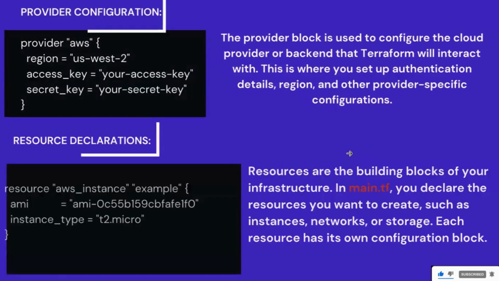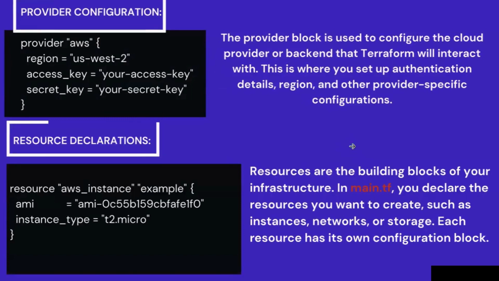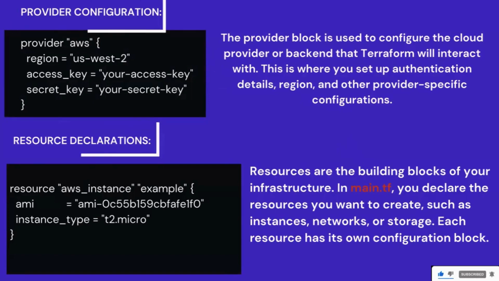Okay. So let's talk a little bit about the provider configuration. What is the provider? The provider block is used to configure the cloud provider or backend that Terraform will interact with. This is where you set up authentication details, your region details, and other provider-specific configuration. Suppose here in the example, provider AWS, region is us-west-2. Your access key and your secret key you can also mention over there, okay?